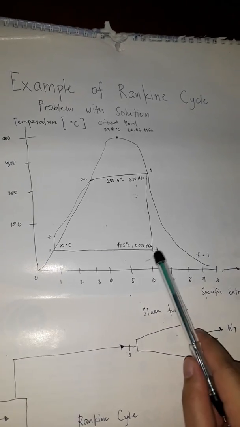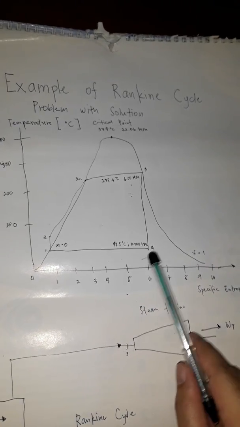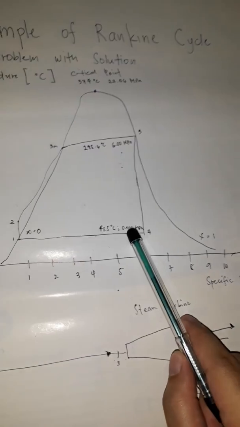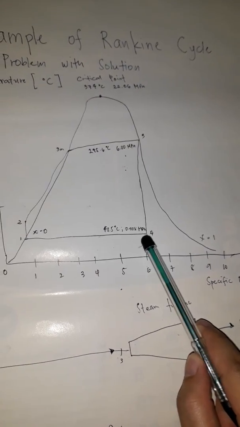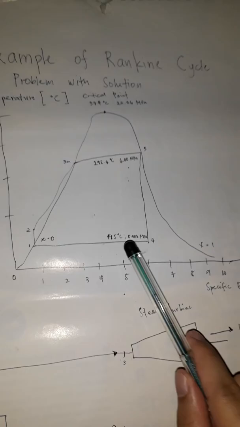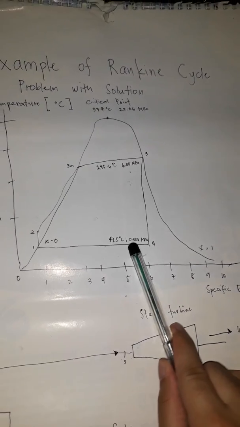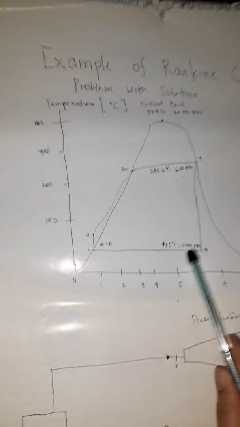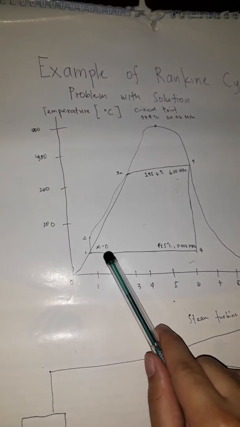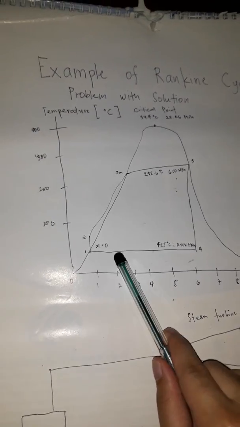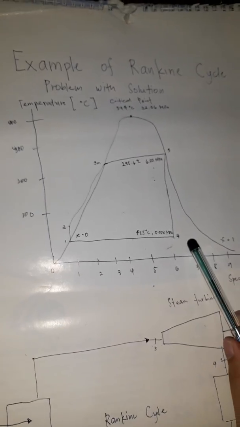Steam leaves this stage of the turbine at the pressure of 0.008 MPa, temperature of 41.5 degrees Celsius, and the wet steam x is equal to 0 at point 4.